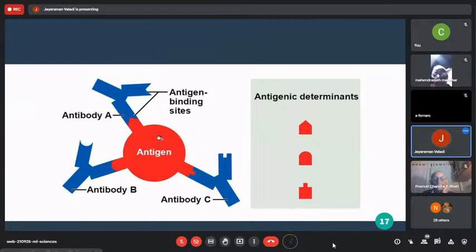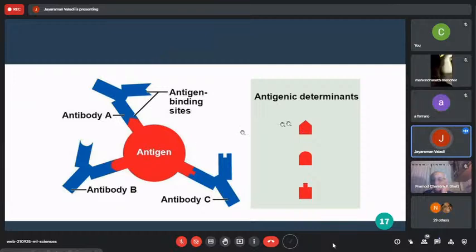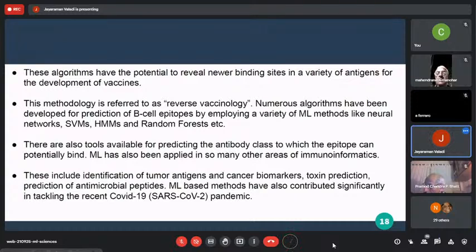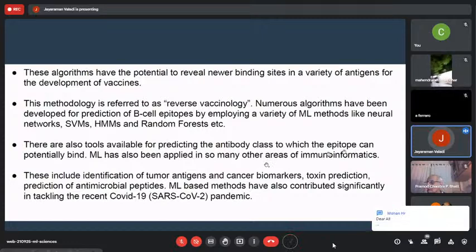Now, these antigenic determinants of the virus or other foreign cells have different shapes, and if you can identify these different shapes, these are the epitopes. If you can predict these epitopes, they can be used for reverse vaccinology. Machine learning algorithms can use methodologies to identify epitopes, which has the potential to reveal newer binding sites in a variety of antigens for the development of vaccines. This is reverse vaccinology. There are also tools available for predicting the antibody class to which the epitope can potentially bind.